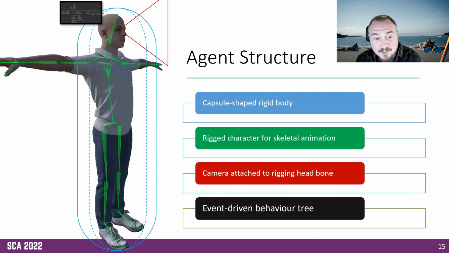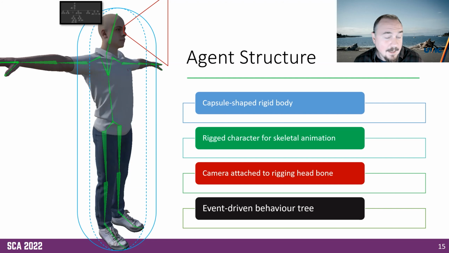So I start with our basic agent structure, and this is what you will see in most modern game engines as your standard agent structure, except for a couple of small components here. We have a capsule-shaped rigid body because it's kind of like a particle shape, but it will slide over most arbitrary terrain. We have a rigged character for skeletal animation. We can drive that with mocap or all kinds of neat, interesting methods. And we have some camera attached to the head bone. This is something that isn't typical. And we have an event-driven behavior tree driving this. It's kind of the brain.